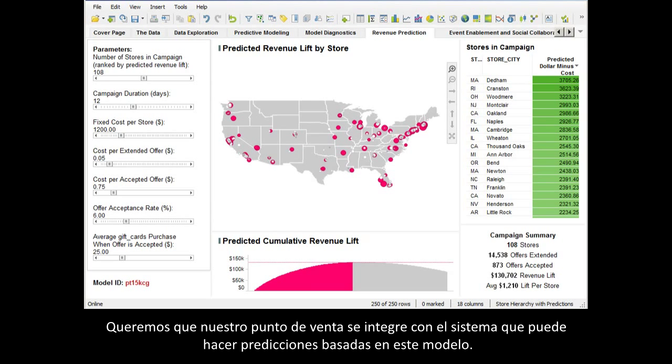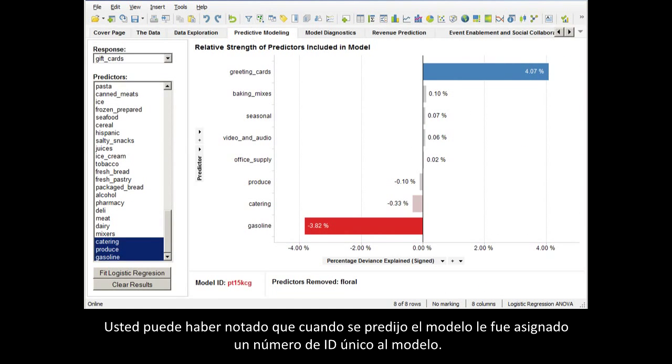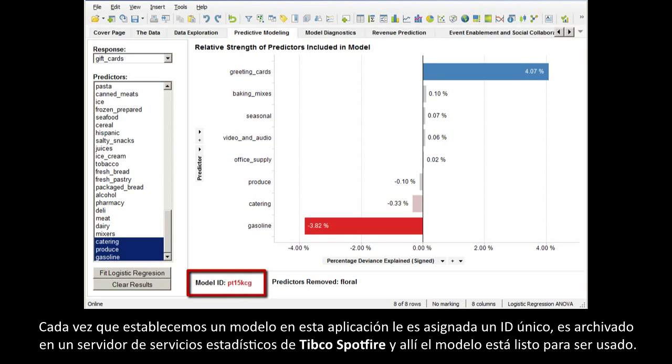We want our point-of-sale system to integrate with a system that can make predictions based on this model. The mechanics of publishing this model are very simple. In fact, we have already published the model. You may have noticed that back when we predicted the model, it was assigned a unique model ID number. Every time we fit a model in this application, it is assigned a unique ID. It is archived on a Tibco Spotfire Statistics Services server, and there the model is immediately ready to be used.